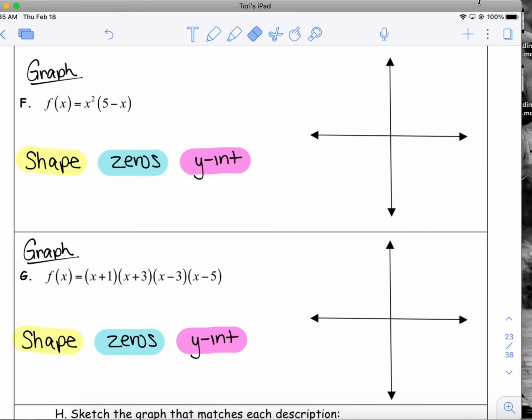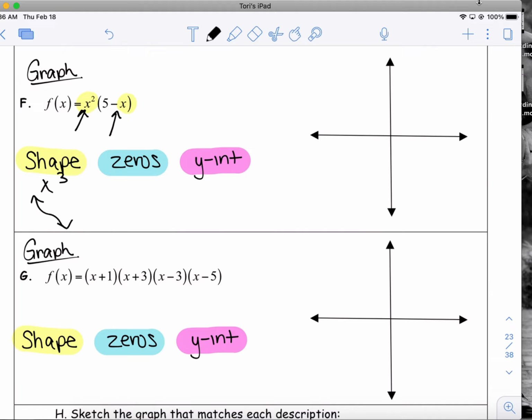On F, let's start with the shape. So if I'm counting up all the x's, I have an x squared, and I have another x, so we're looking at to the third power. We have to be careful here, though, about our leading coefficients. This guy's positive, but this x is negative. So instead of facing this way, we have to flip it. We have to think about going this way now.